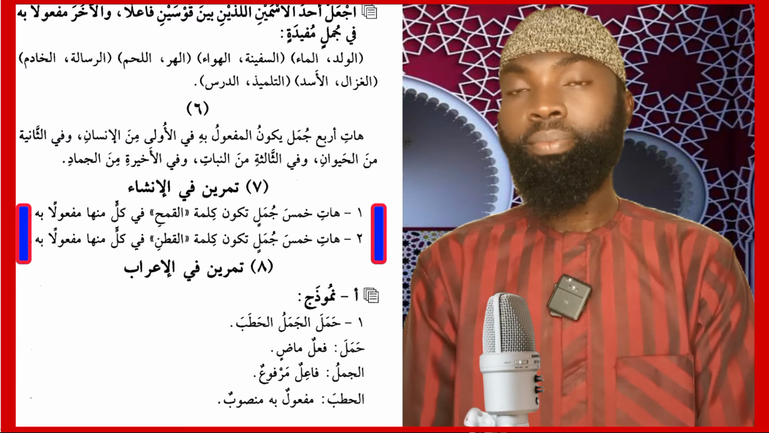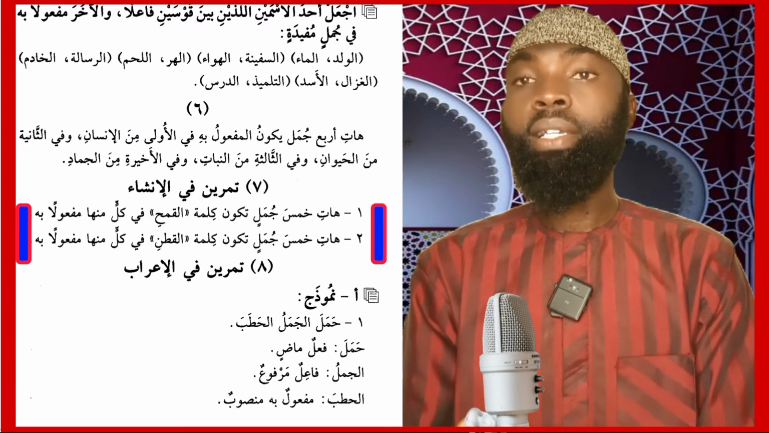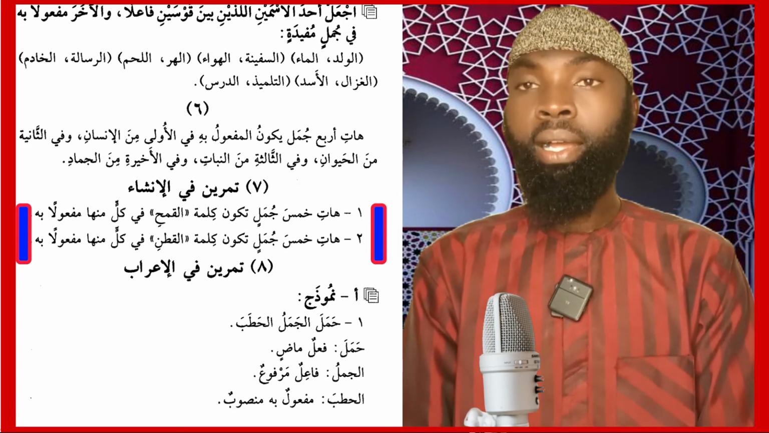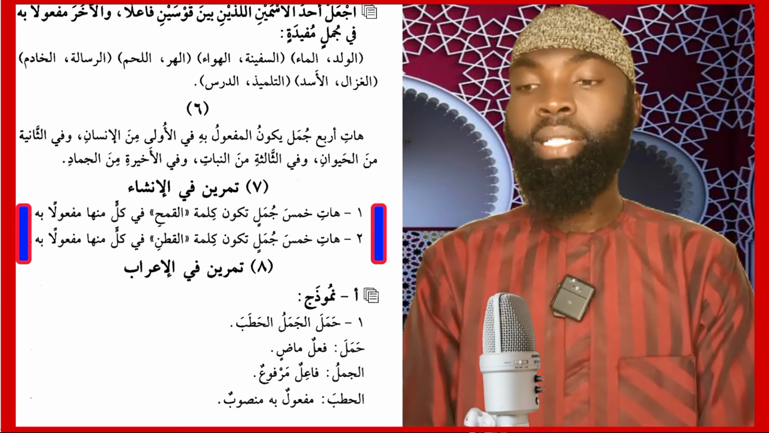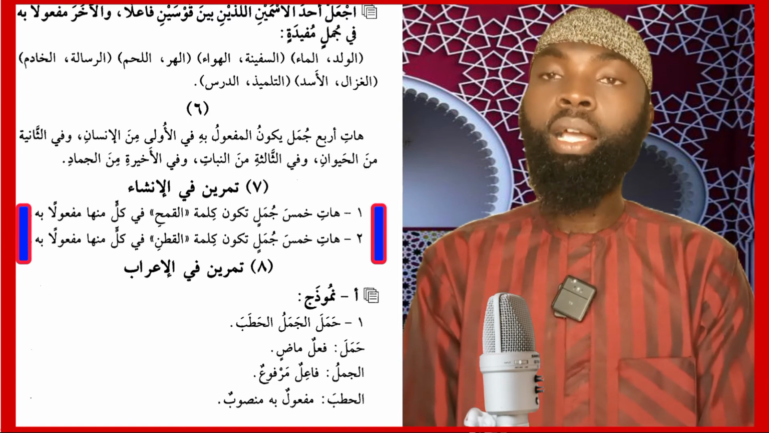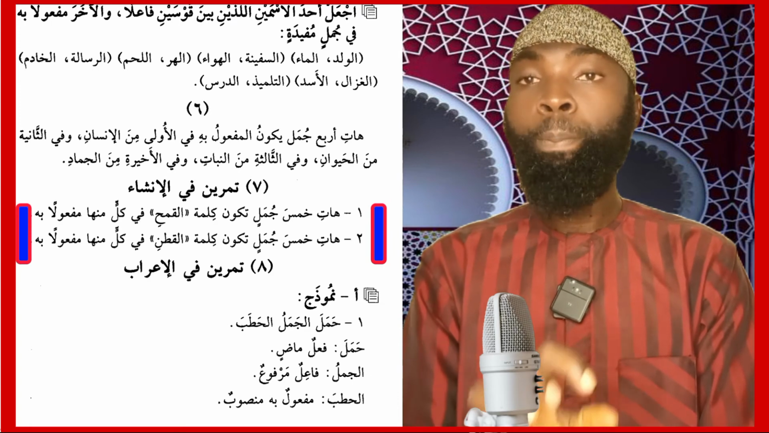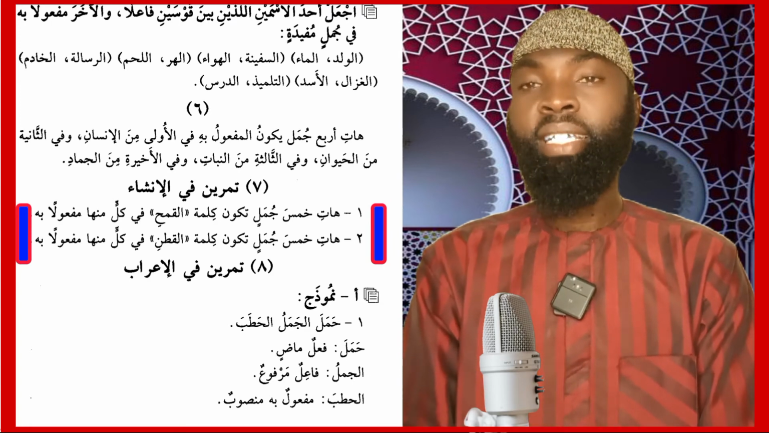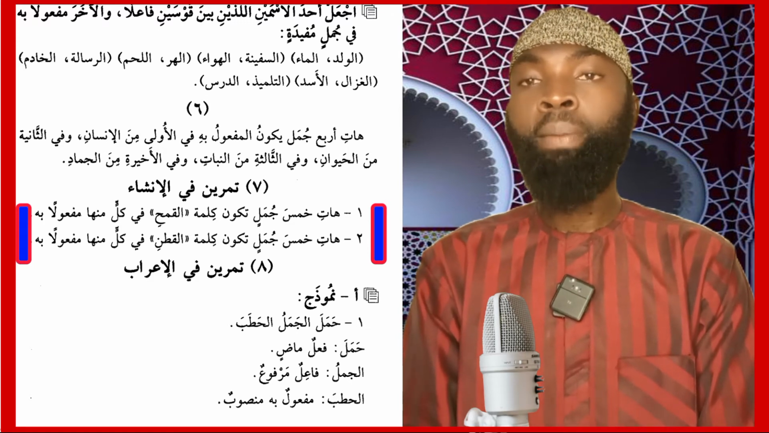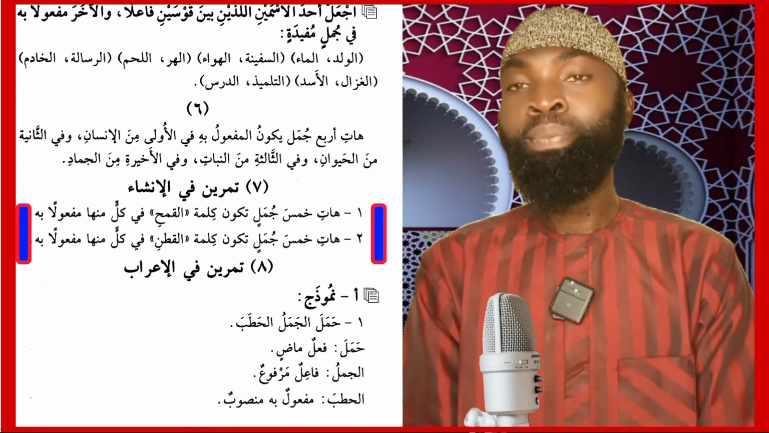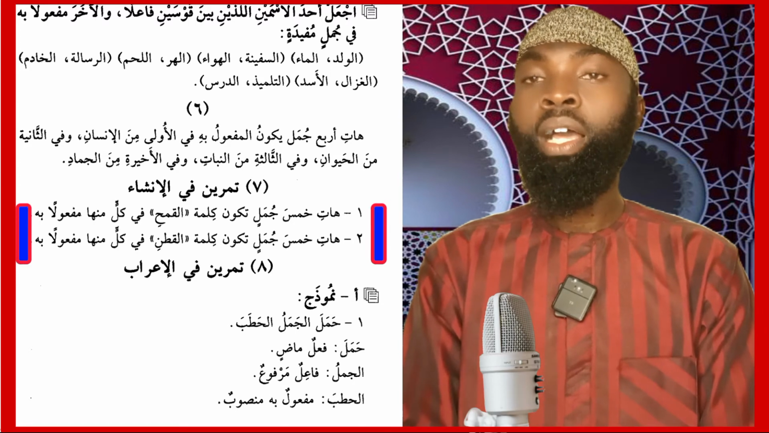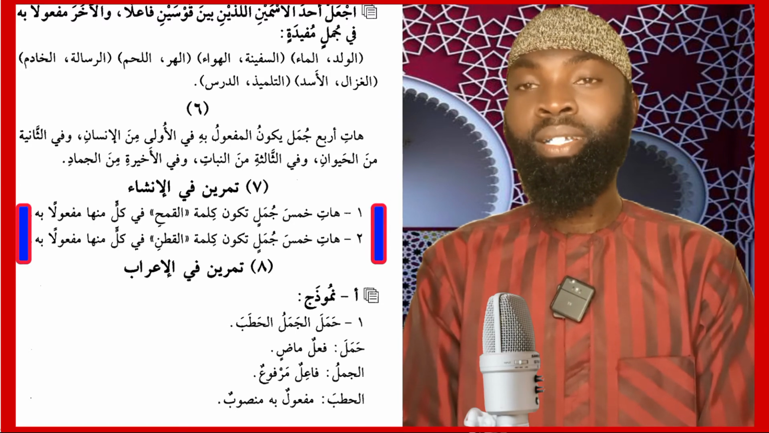Number 2, we can say saqa al-fallahu al-qamha. The farmer watered or irrigated the wheat. Next, we can say Tahan al-fallahu al-qamha. The farmer milled the wheat. Next, we can say Akal al-fallahu al-qamha. The farmer ate the wheat. And lastly, we can say Ba'a al-fallahu al-qamha. The farmer sold the wheat.